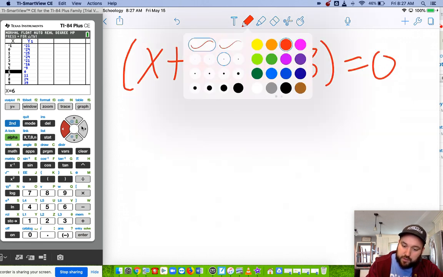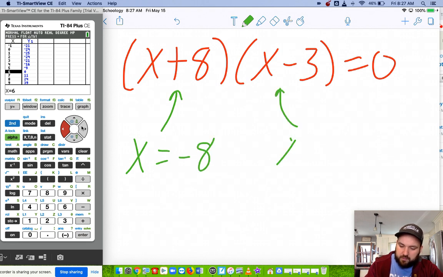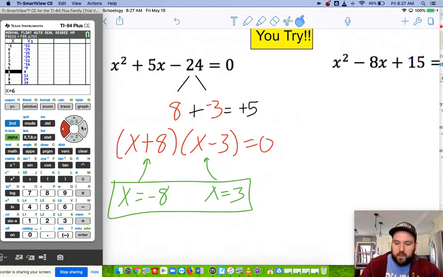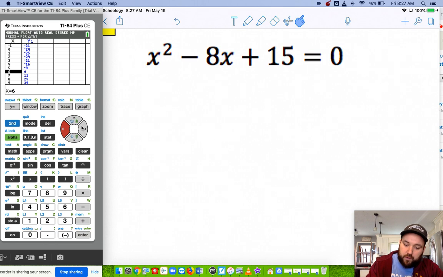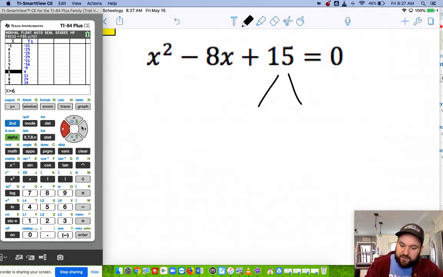So then my solutions are going to be x could be negative 8, and that would make 0, or x could be positive 3, and that would make 0. And those are my 2 solutions. Now, these examples all do factor nicely. It is possible that you can't factor something, and we'll talk about how to solve that equation in the next videos. What happens if I can't factor this?